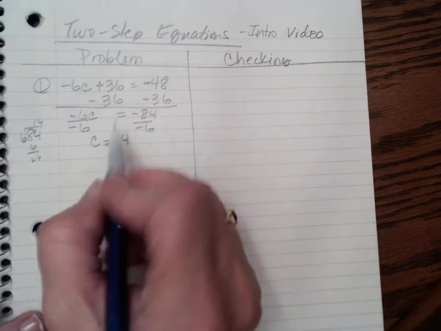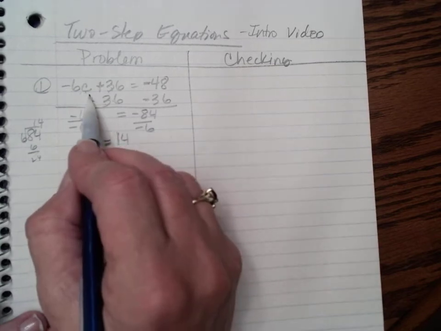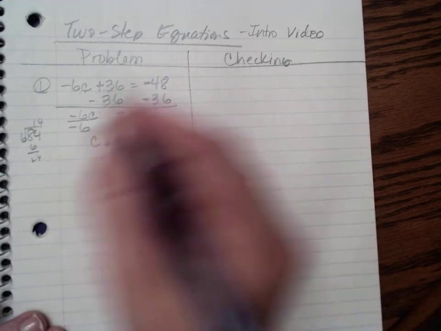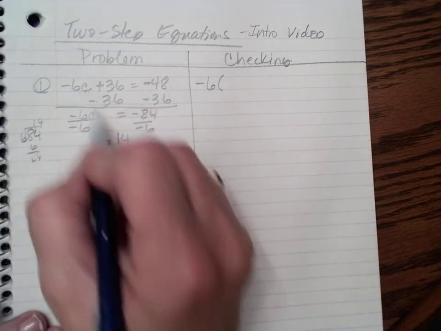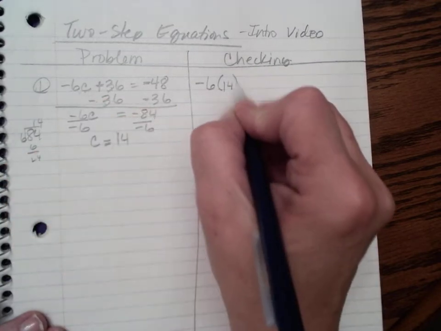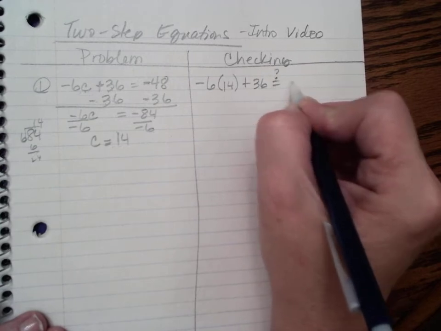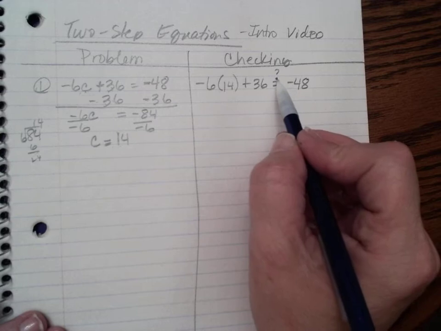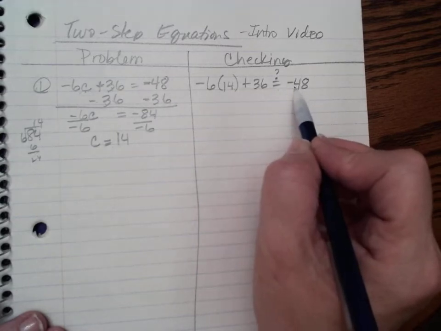We're very particular about this because it's easy to see what you're doing. Now for the checking, you're going to plug this solution back into the equation to see if that really is the solution to this problem. So you're going to substitute in negative 6 times 14 plus 36. I'm going to put a question mark here, equals negative 48. This question mark means we're testing to see if this side really does equal this side.